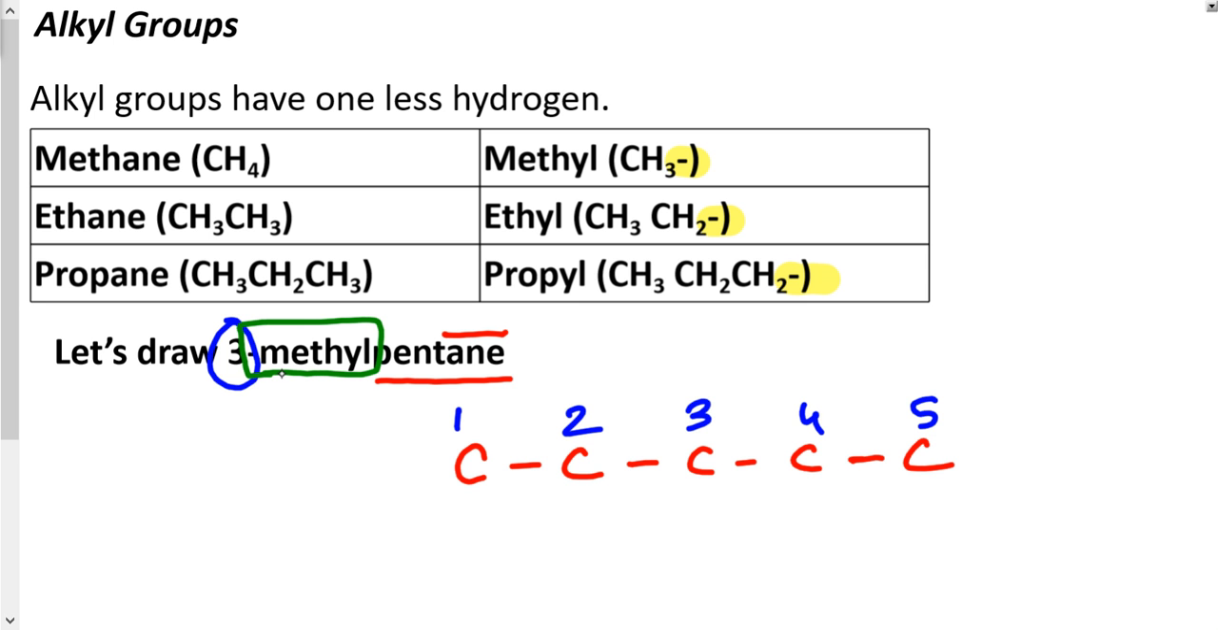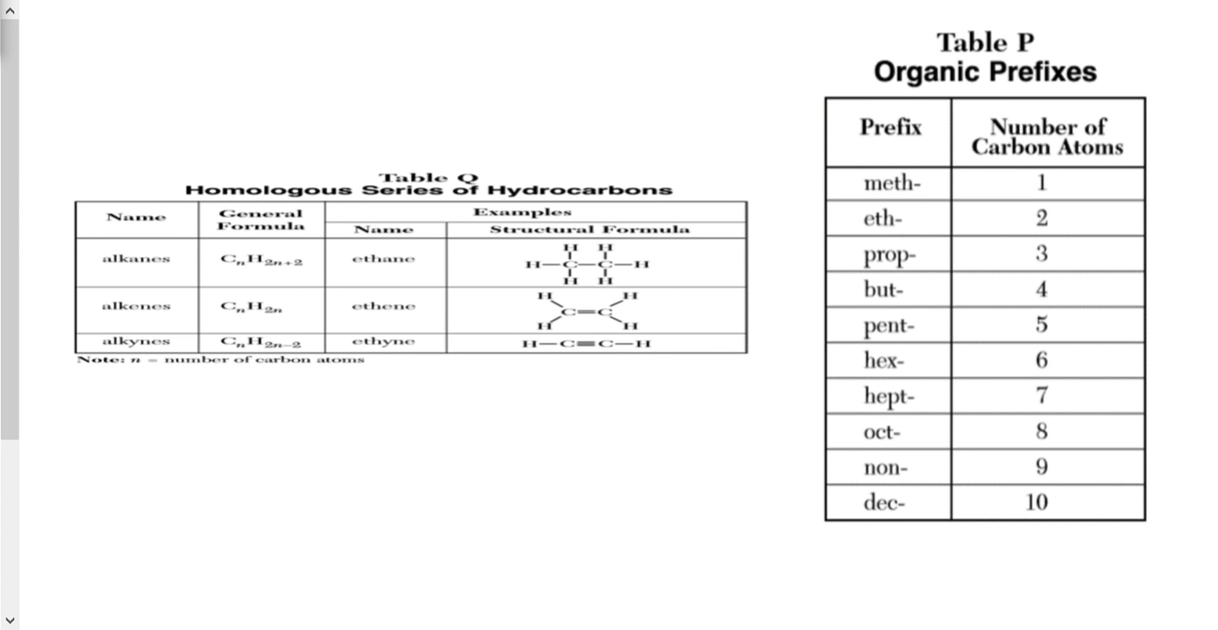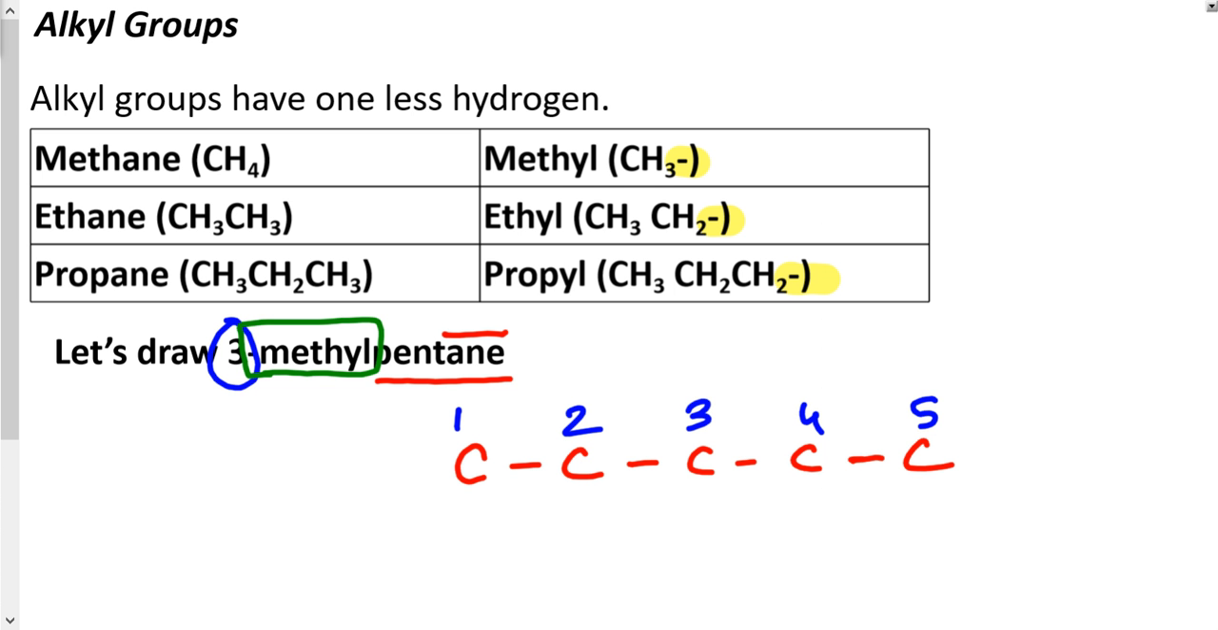methyl group. So what is the prefix meth stands for? That's what we need to focus on. If you're focusing on the prefix, meth stands for 1. So that means we have one additional group in this carbon chain. So pentane is our parent chain. Methyl, it's an additional group.